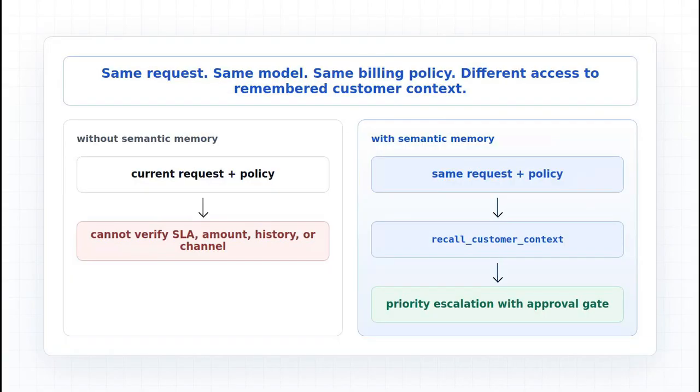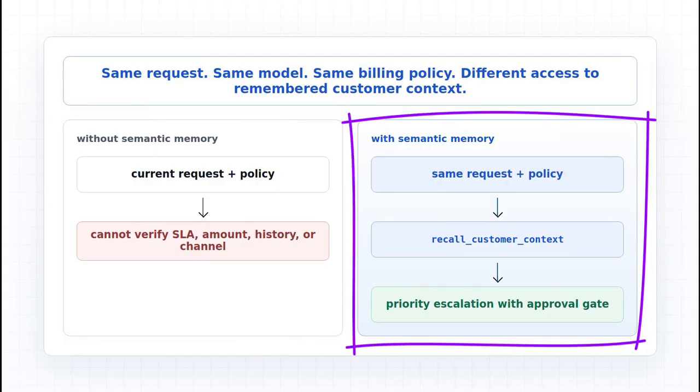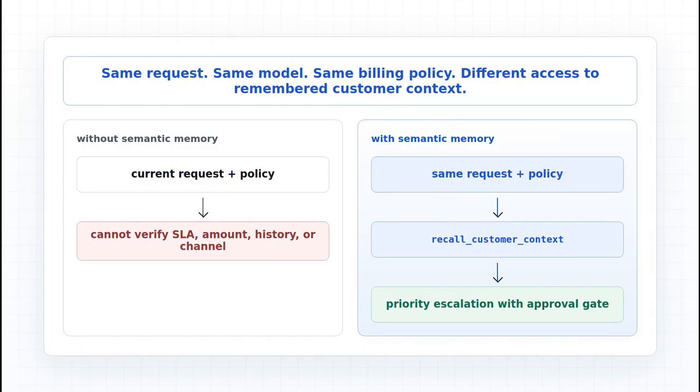So let's look at the comparison of how it would work with and without semantic memory. Both agents would get the same user request. They'd use the same model. They'd have access to the same tooling, say billing priority policy. The difference is that one agent only sees the current request and the policy, while the other agent can first retrieve remembered customer context. And again, the goal is to see when durable customer context is available at decision time. It's not about which model is better.